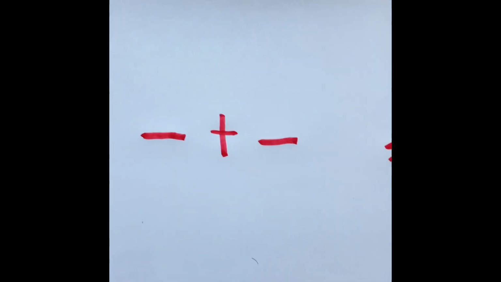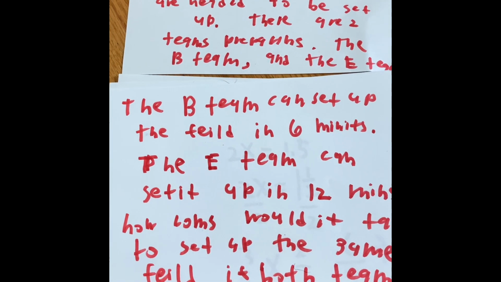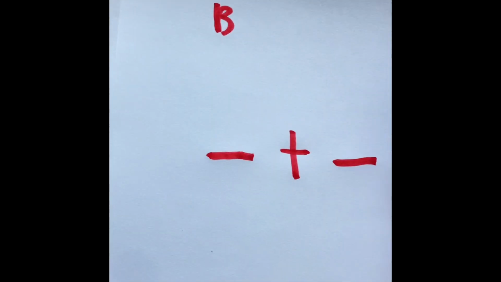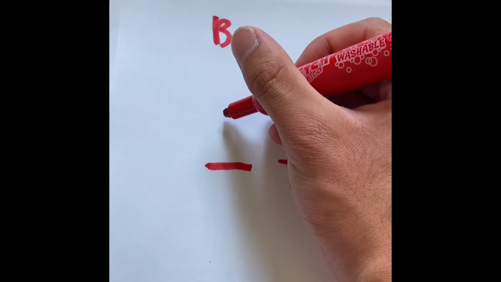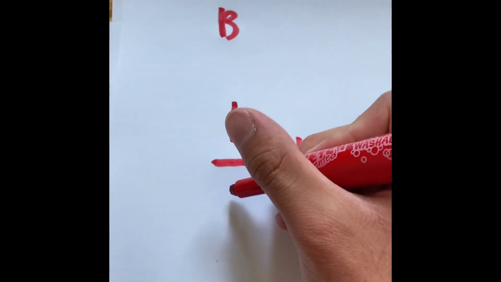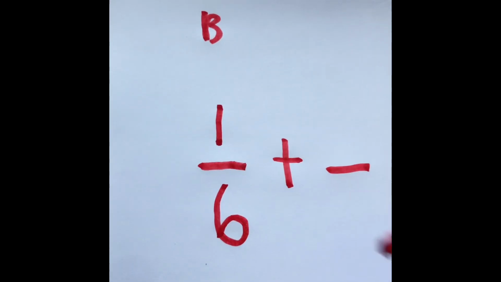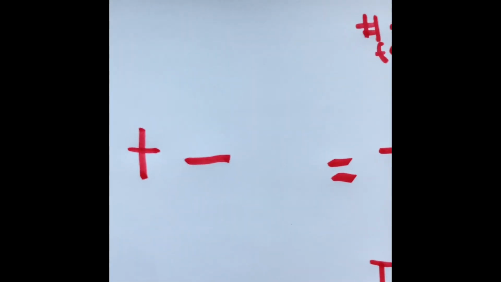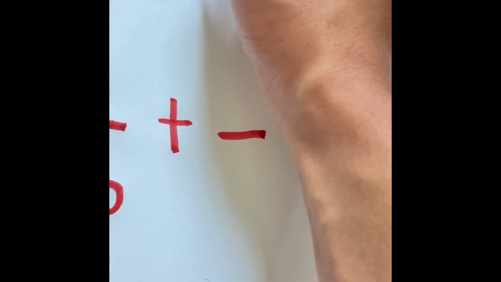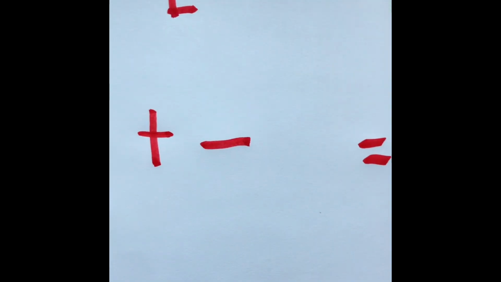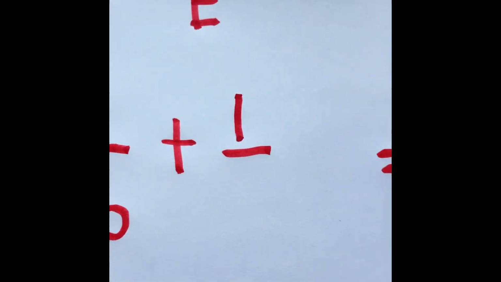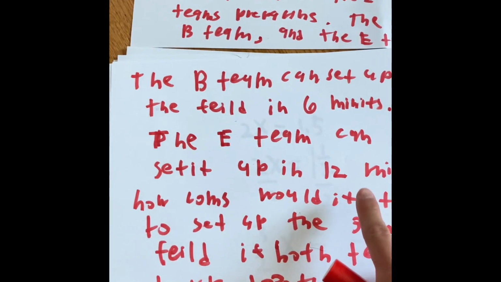So, we said that the B team can set up the entire field in 6 minutes. We can put B on here to remember it. If they can finish the entire field in 6 minutes, we're going to have a fraction of 1 over 6. Then we have to add the E team's effort. E for effort. Get the joke? If they can complete the entire field in 12 minutes.